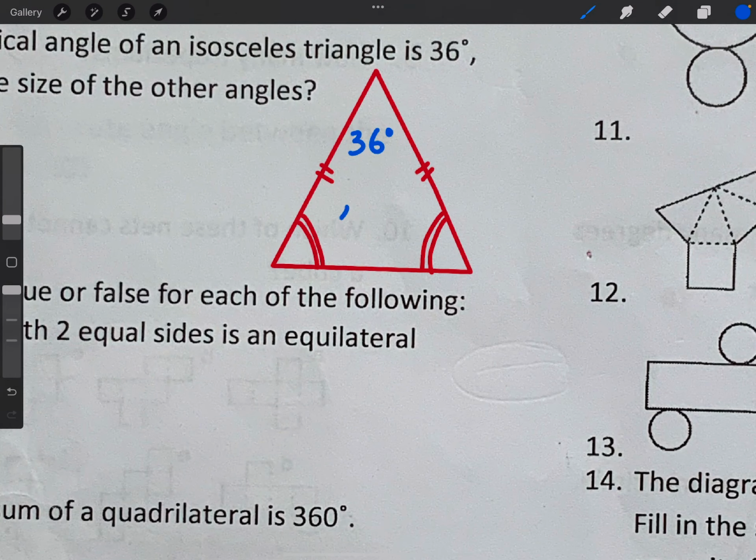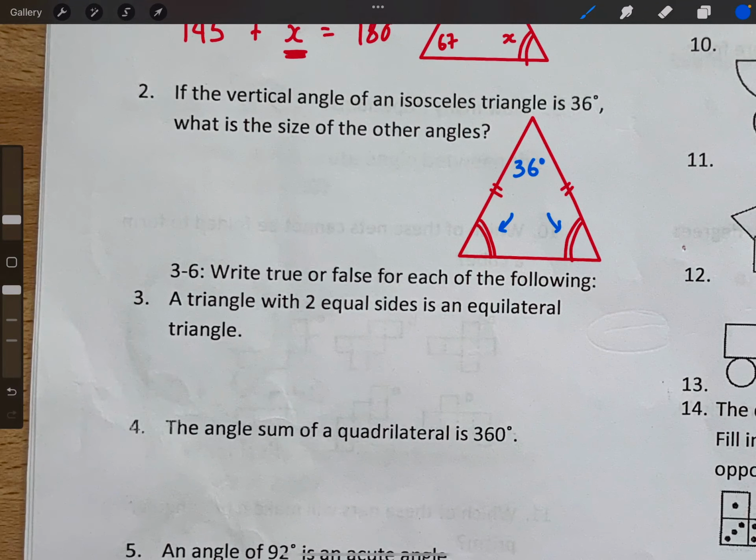So what are these angles? That's what it's asking us. We know that 36 plus this, let's call this x, and this one will also be x because they're both the same. So 36 plus x plus x is equal to 180. So 36 plus what gives me 180? This has to be 180 minus 36. 180 minus 30 is 150, minus 6 is 144. So these two add up to 144. Now these are the same, so we take 144, divide by 2, and you're going to get x, the angle that we're looking for.